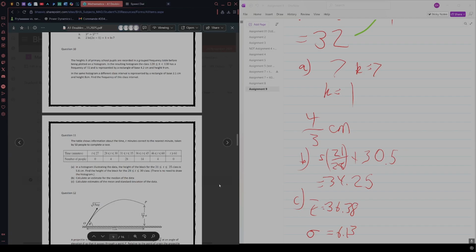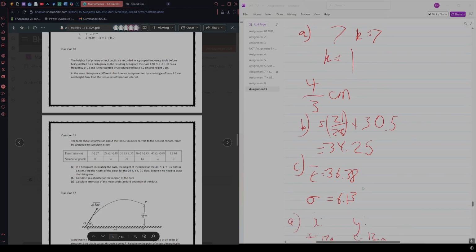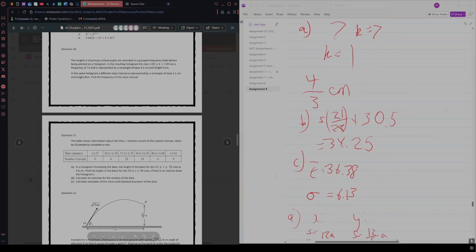Estimate the median of the data, so this is just interpolation. You just have to get used to it, and then this last part you put in the calculator to get your answer.